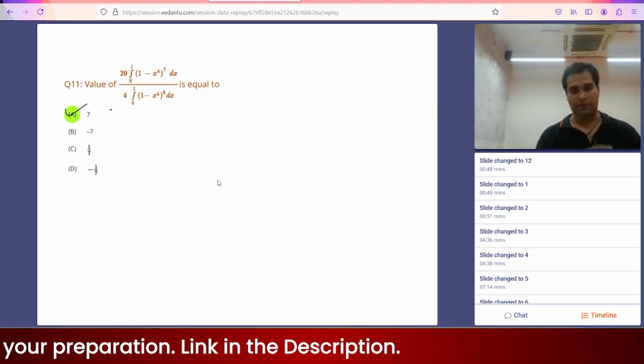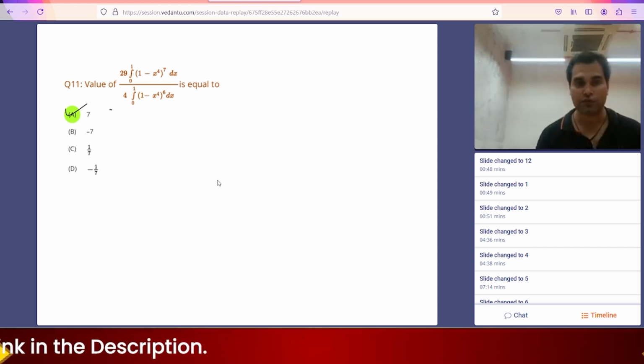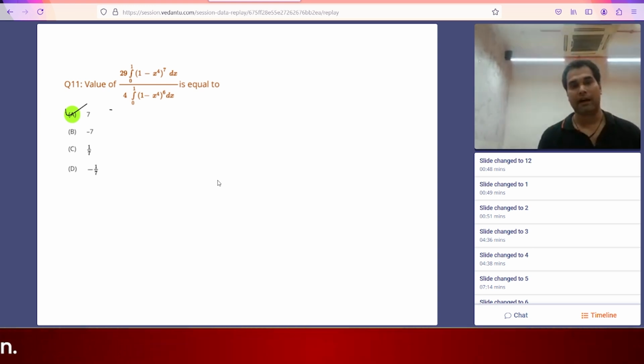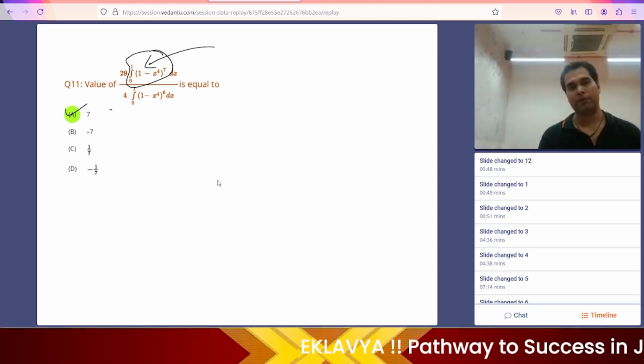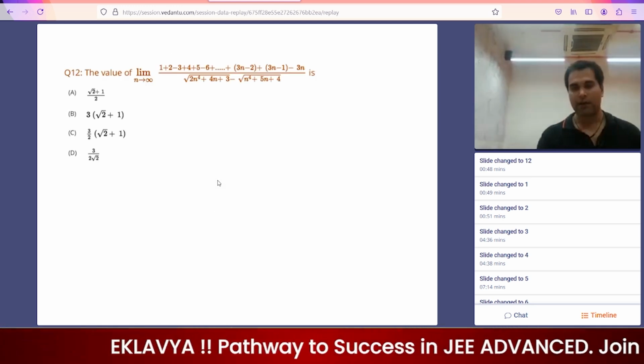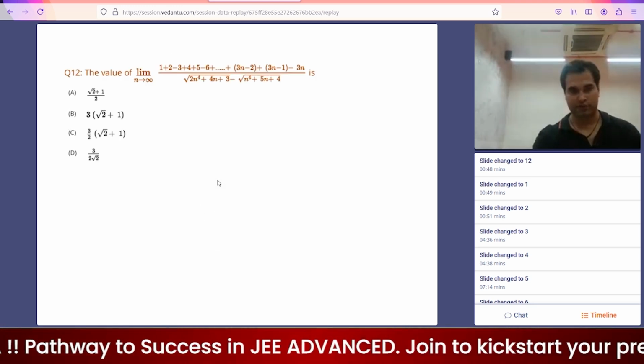Here once again we explain this question. Let In equal to this, and by using integration by parts, solve this question.